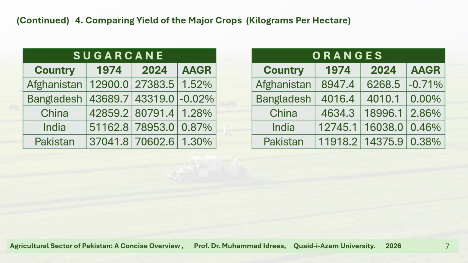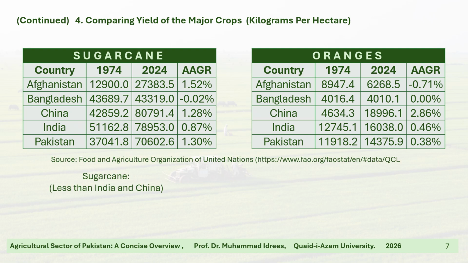Now we have taken two more crops, sugarcane and orange. Looking at sugarcane for year 2024, the per hectare yield is less than India and China, though the average annual growth rate is better than all other countries. So this is the only encouraging statistic: per hectare yield of Pakistan for sugarcane is less than China and India, but average annual growth rate is higher as compared to the sampled countries.